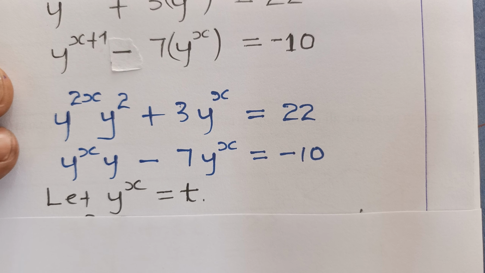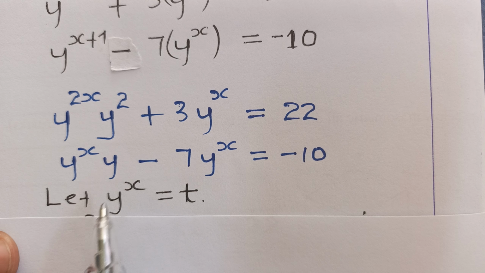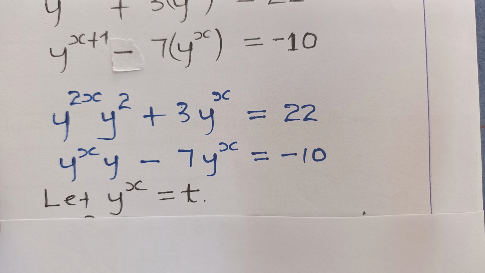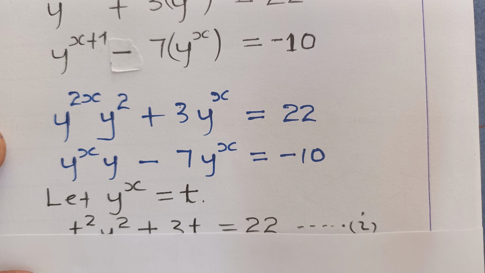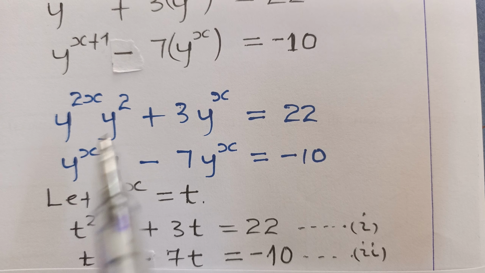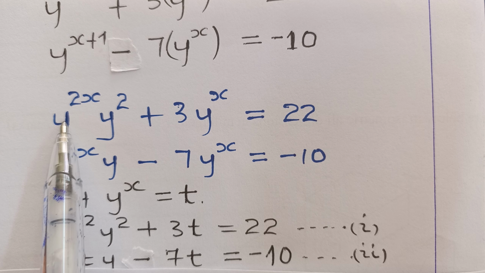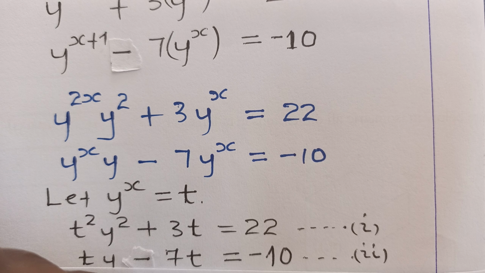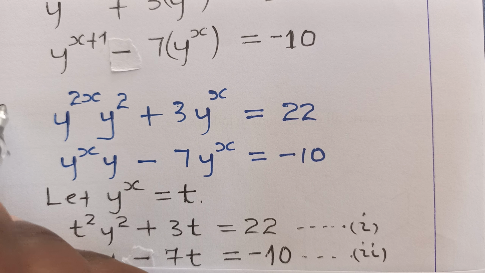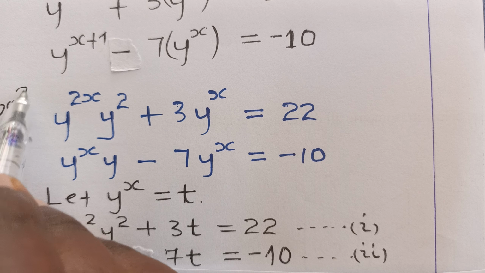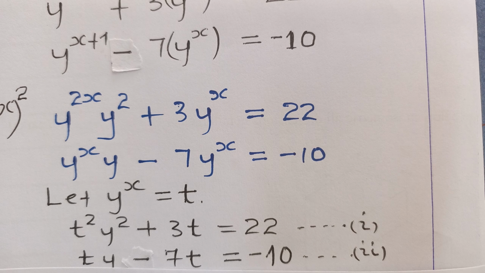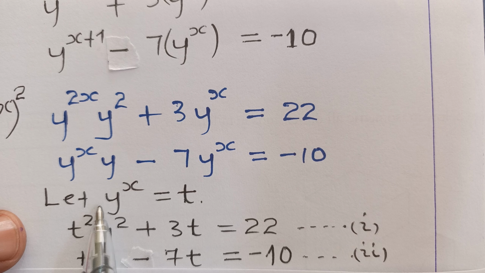From there guys, I come and say let y raised to x be equal to t. And so therefore, I'll come and replace for that. And please remember, this one can also be written as y raised to x multiplied by 2. And so therefore, guys, we come now and replace y raised to x with t.